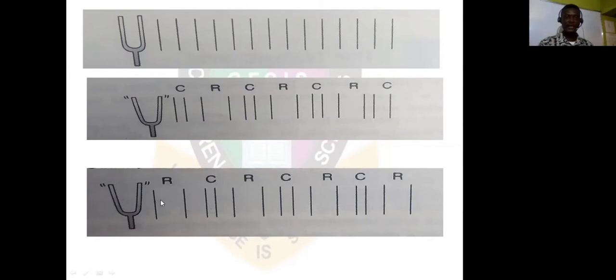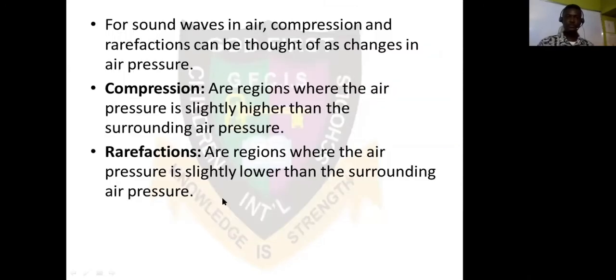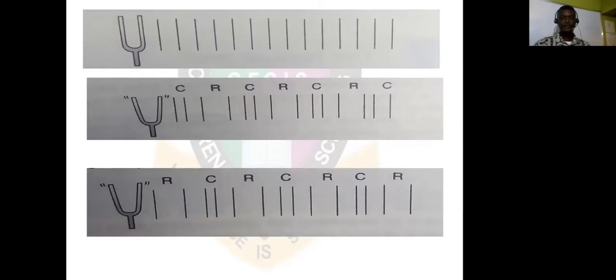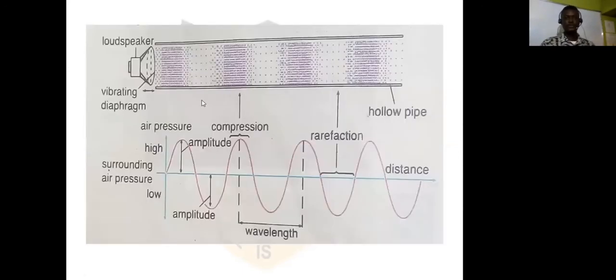This is another diagram depicting that if this was hammered and it started with rarefaction, the next will come with what? Compression, and so on and so forth. So going back to this, for sound waves in air, compression and rarefaction can be thought of as changes in air pressure. Compression are regions where the air pressure is slightly higher than the surrounding air pressure. And rarefaction are regions where the air pressure is slightly lower than the surrounding air pressure. So another demonstration is our loudspeaker, which is a source of what?